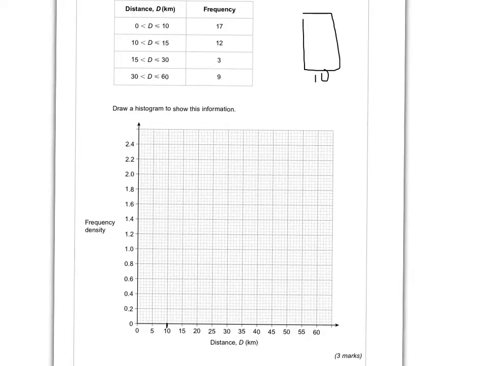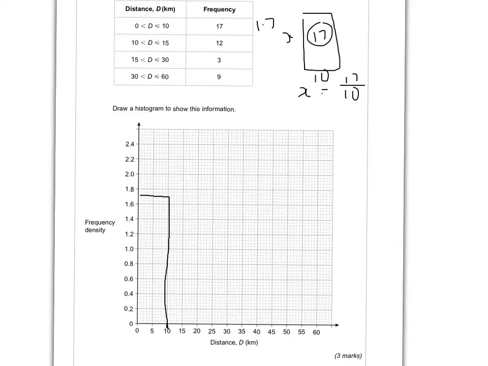What I don't know is this height here. I don't know how high up that bar is going to go, but I do know that it's going to end up having an area of 17. So I'm trying to find a missing value, a height, which when I times it by 10 gives me 17. So I can see that I'll be finding x by doing 17 divided by 10. So 1.7. So this goes up to a height of 1.7, like that.